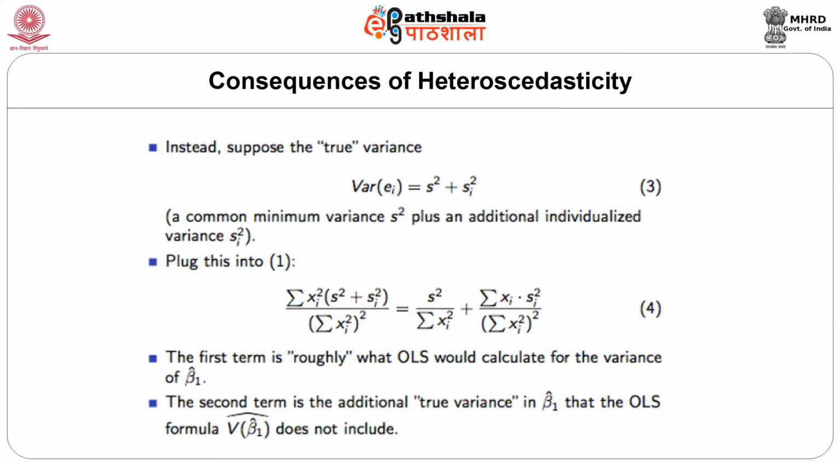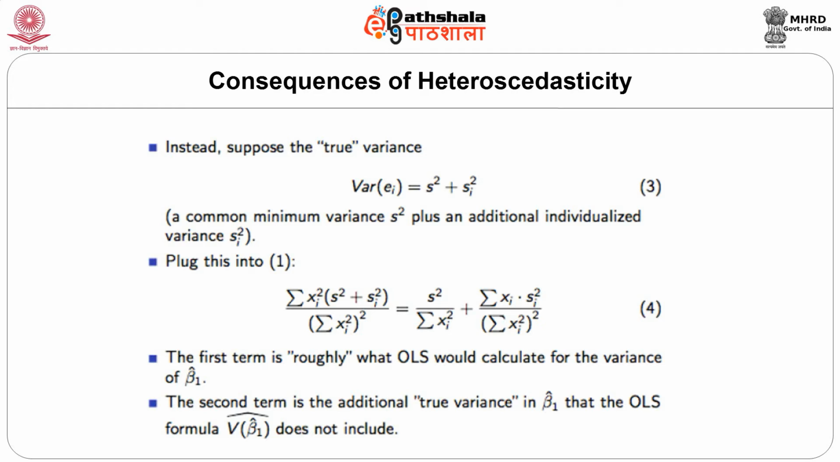Instead, we suppose that the true variances of the error terms are now s square plus si square, where s square is a common minimum variance and si square is an additional individualized variance. Plugging this into the formula of variance of beta 1 hat, we now have summation xi square times s square plus si square divided by summation xi square whole square, and that equals s square divided by sum of xi square plus sum of xi square times si square divided by summation xi square whole square.